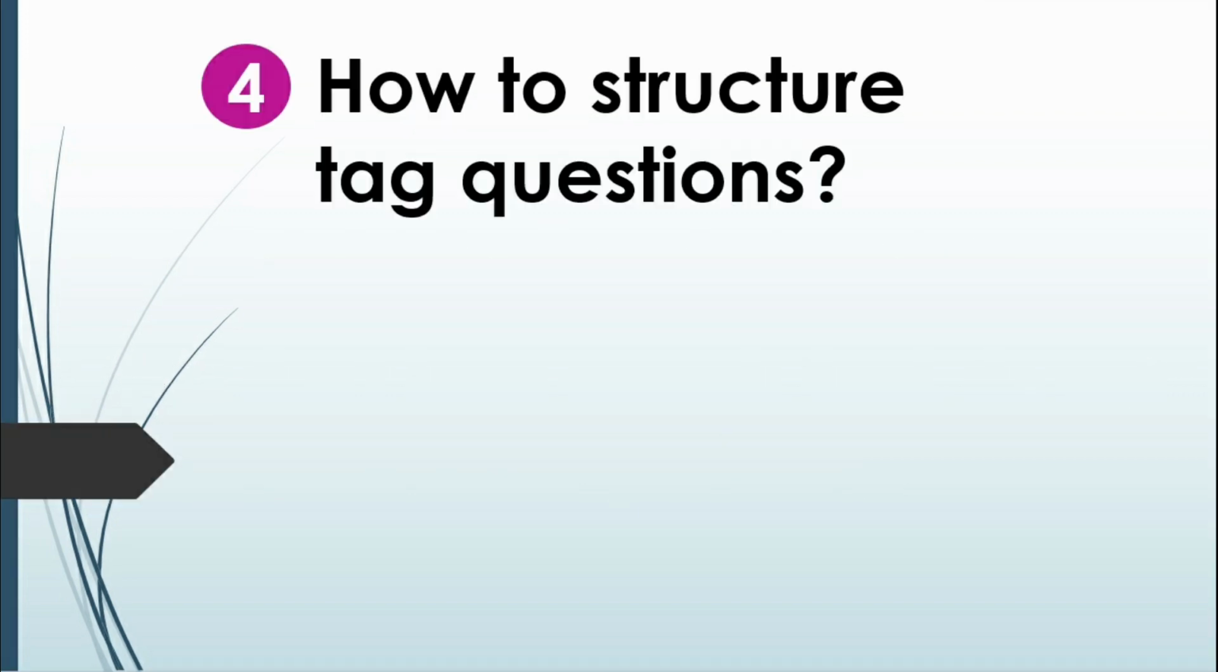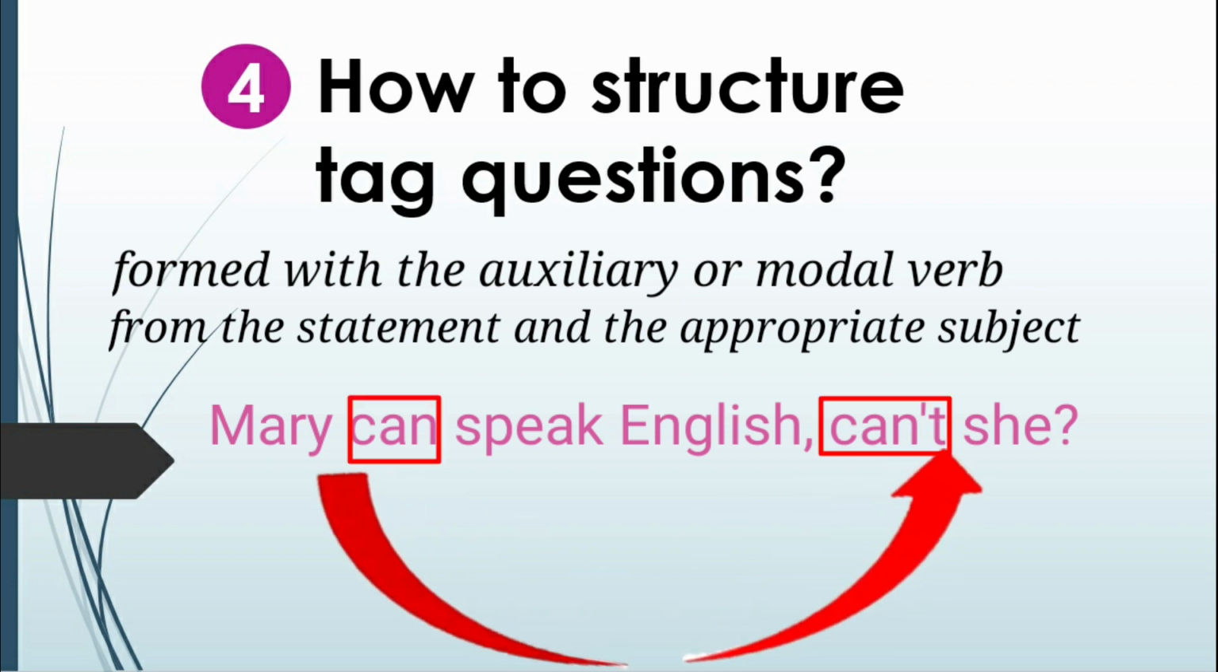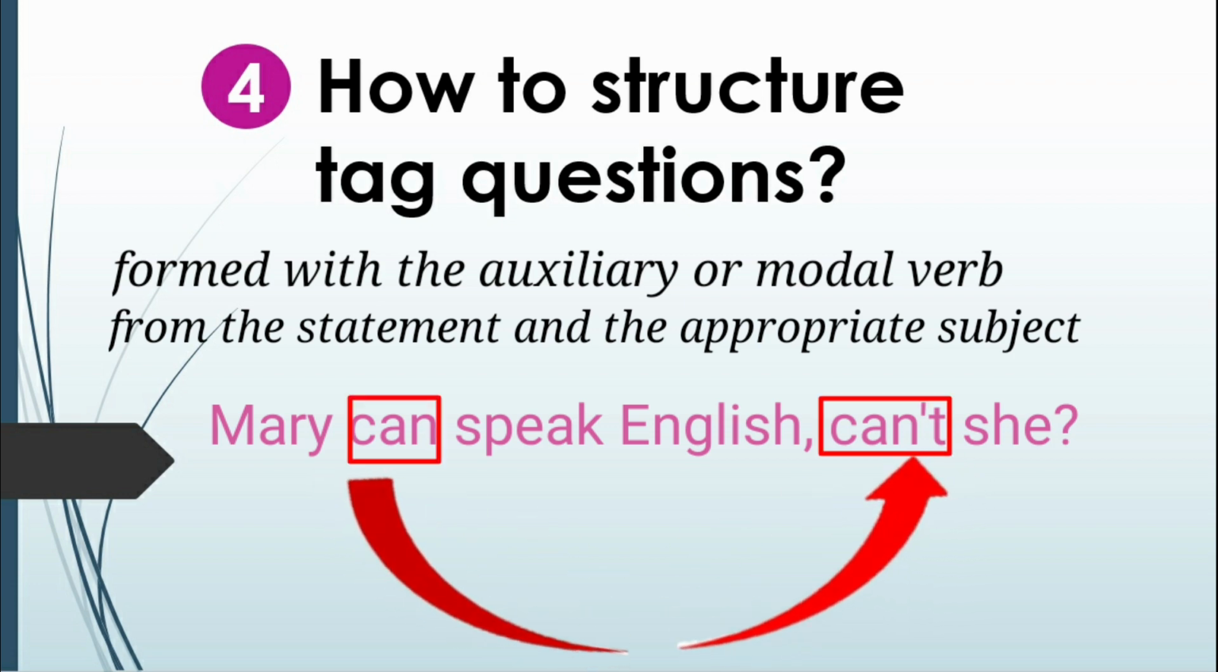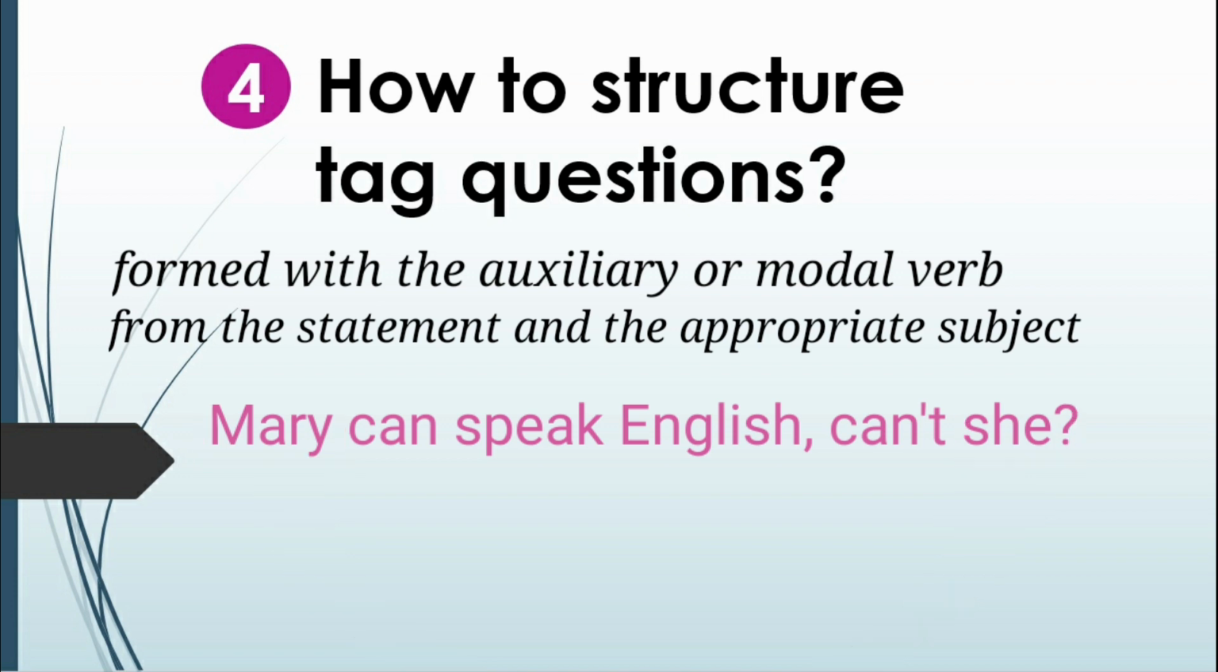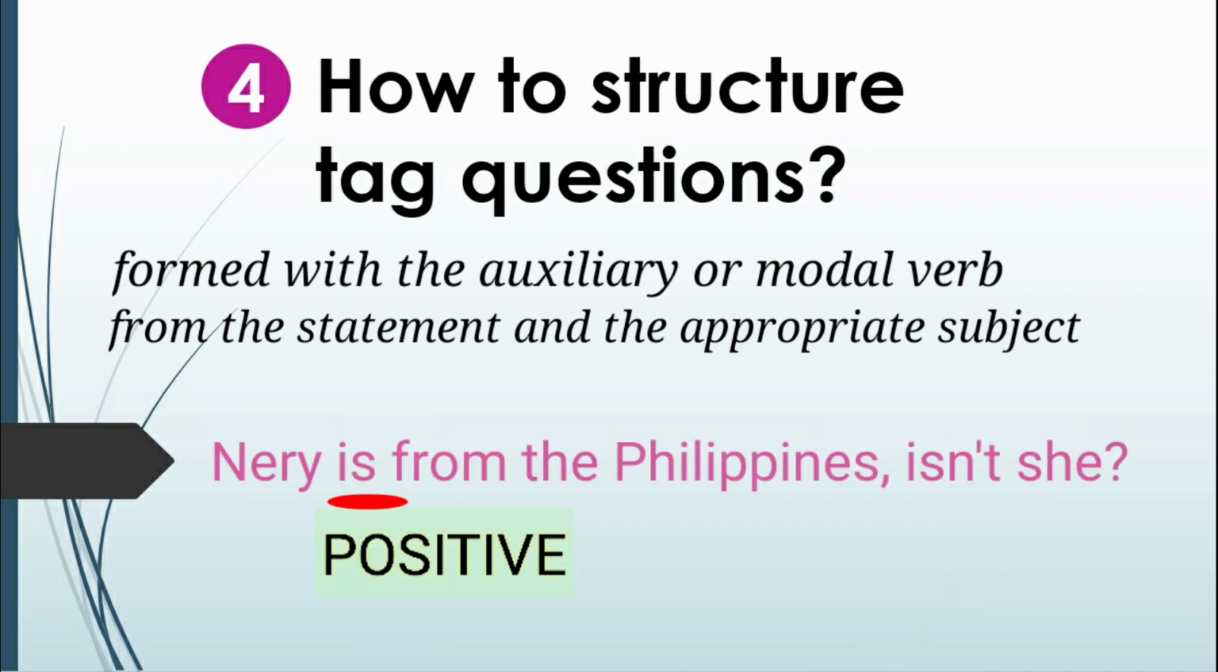How do we structure tag questions? You'll be surprised because it's fairly easy. Question tags are formed with the auxiliary or modal verb from the statement and the appropriate subject. A positive statement is followed by a negative question tag. For example, Nery is from the Philippines, isn't she?